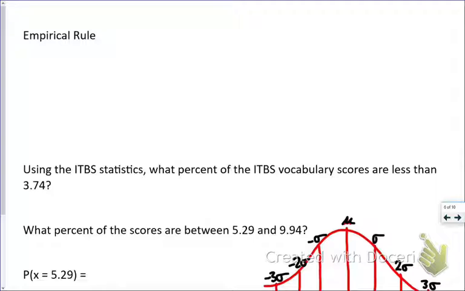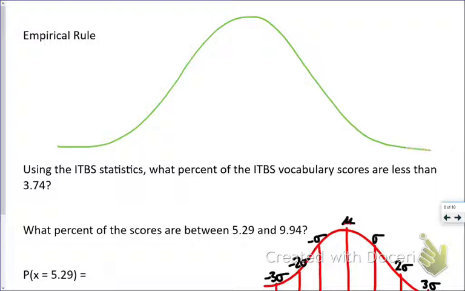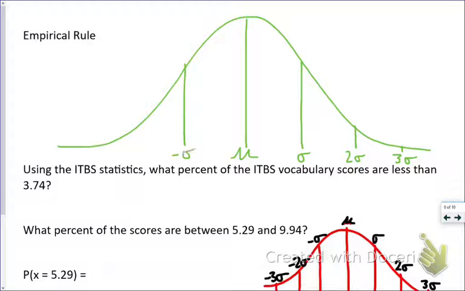And let's draw another bell curve. Let's draw the mean. This is just a general one, not specific to a data set. That's one standard deviation. That's 2 and 3. And let's go 1 below, 2 below, and 3 below.